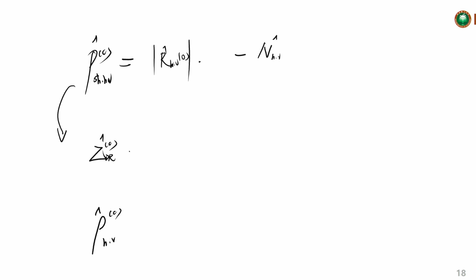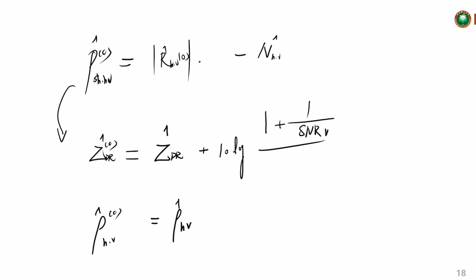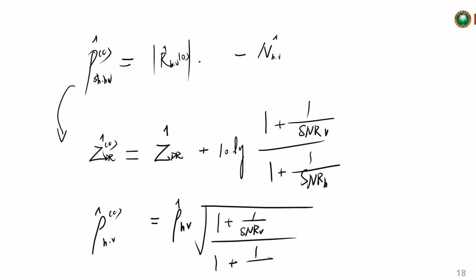Okay, and it can be expressed as the initial differential part, right? The initial differential part, and the initial correlation coefficient, minus the influence by the noise. Here, we take like 10 times log of 1 plus 1 over SNR at the V pole, over 1 plus 1 over SNR at the H pole. This one is the same thing: the square root of 1 plus 1 over SNR at the V pole, times 1 plus 1 over SNR for the H pole. So these are the corrections for this part.